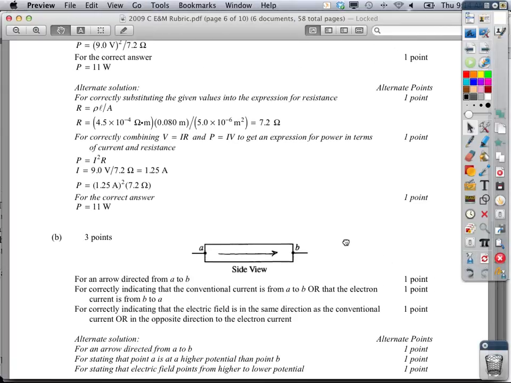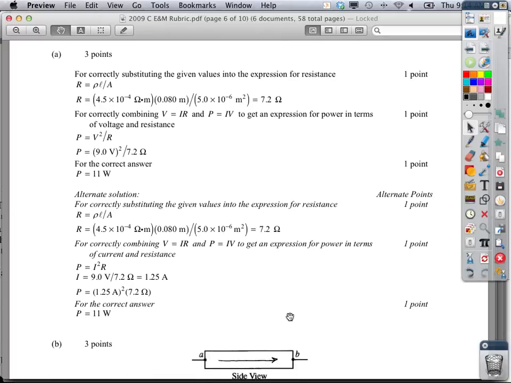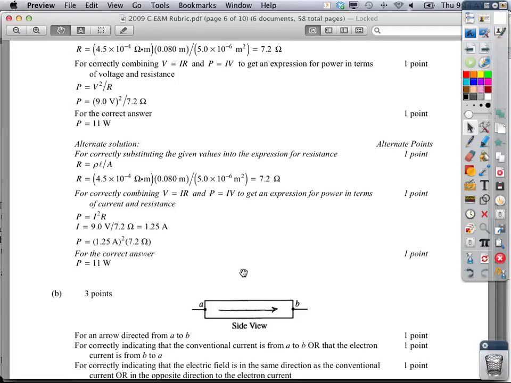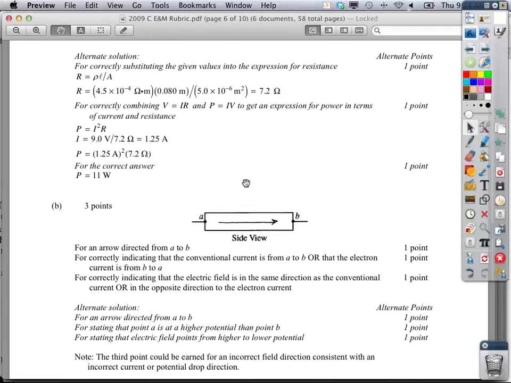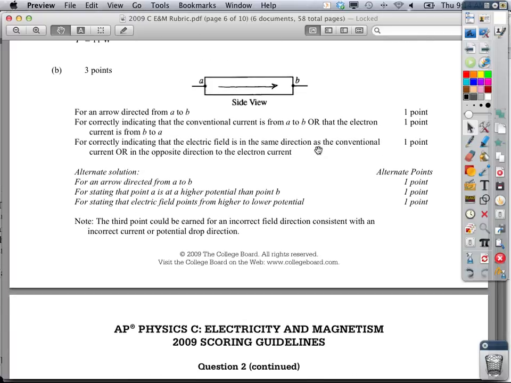Just so we can see here, this is their solution, V squared over R. They just calculated R, boom, got that done. This is what you were talking about, Jonathan. They calculated I. Once they calculated I, then they plugged it in. Same thing. Conventional current flows from A to B, and if conventional current is the movement of positive charges, then the electric field must go that way. Yes?